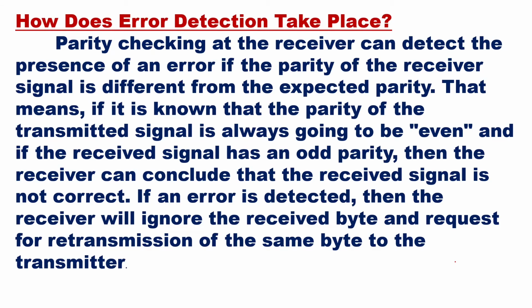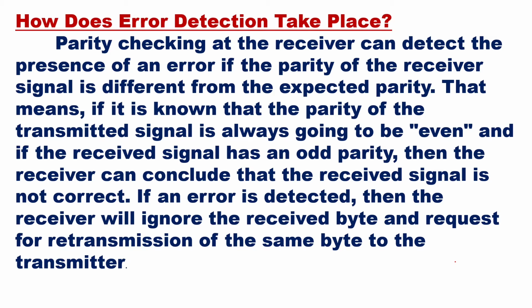So how does the error detection take place in this parity check bit coding? The theory says that parity checking at the receiver can detect the presence of an error if the parity of the received signal is different from the expected parity. As I've told you earlier, if you're sending odd parity, the receiver also should have an odd number of ones. If you're sending even parity, then the receiver also should have an even number of ones. If you're sending odd parity and the receiver finds that the number of ones is even, then error has occurred. If you're sending even parity and the receiver finds an odd number of ones, then also error has occurred.